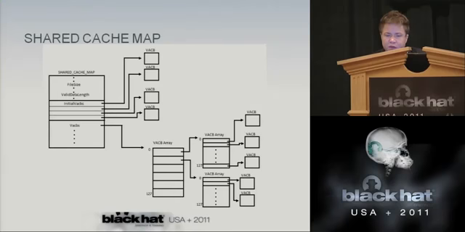Here's what basically a 2-level deep array in the cache map would look like. So an array of VACB arrays that point to VACB arrays that point to the actual VACBs that describe the data in the cache.